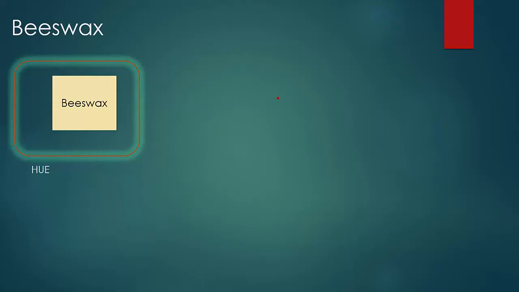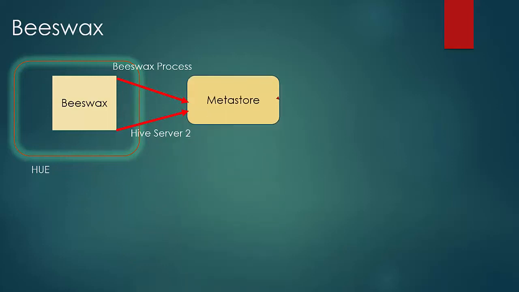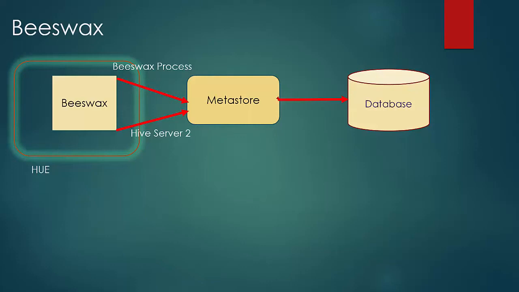The user logs into Hive, then navigates to the Beeswax process. The Beeswax application would connect to the metastore either through a Beeswax process or through HiveServer2. In recent times, the Beeswax process is deprecated, so the Beeswax application always connects to the metastore through HiveServer2. Once it establishes the connection to the metastore, the metastore would connect to the backend database.